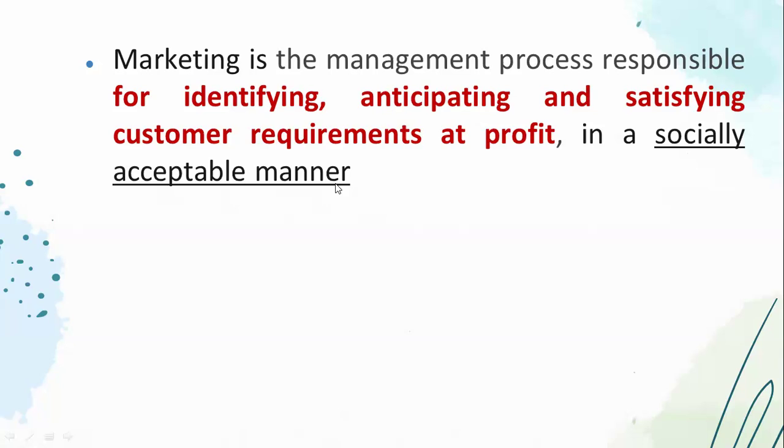So you should do all these things in which manner? You have to do this in a socially acceptable manner, right? I have explained this earlier as well. Just fulfilling a customer need and getting profit is not just marketing if you are violating social norms and social ethics. So you have to satisfy the customer in a socially acceptable manner. So what do you mean by the socially acceptable manner?